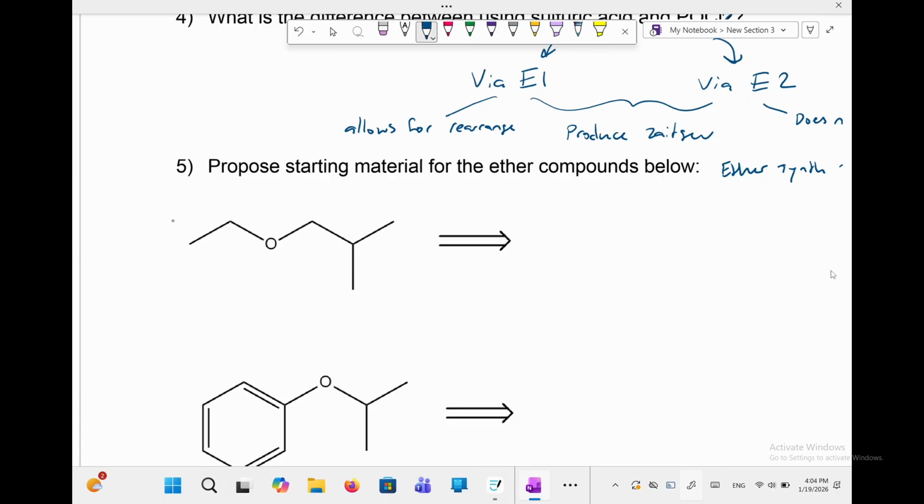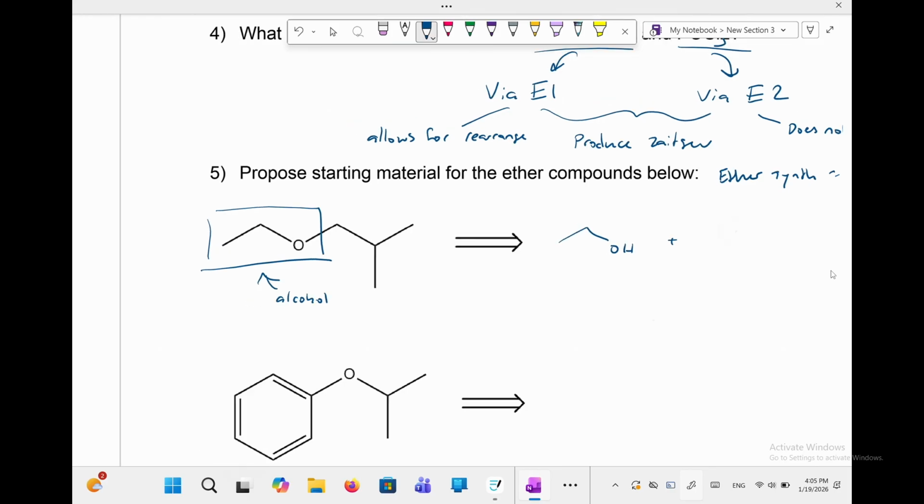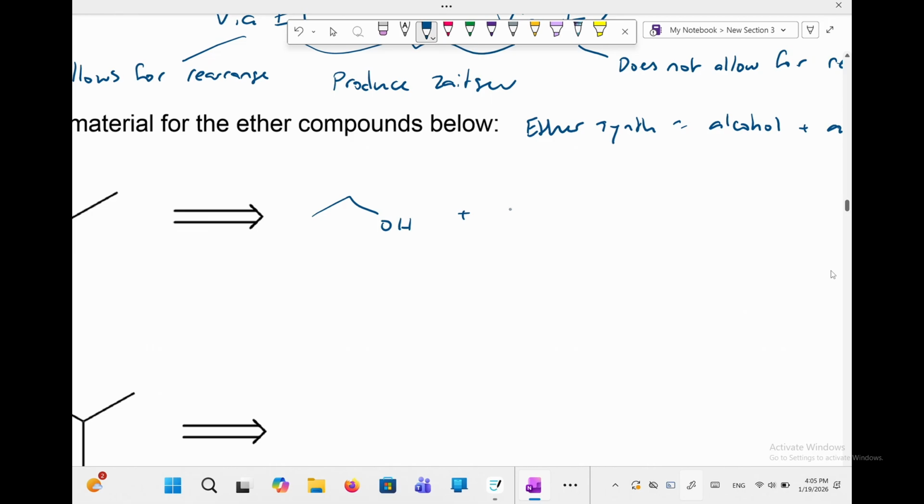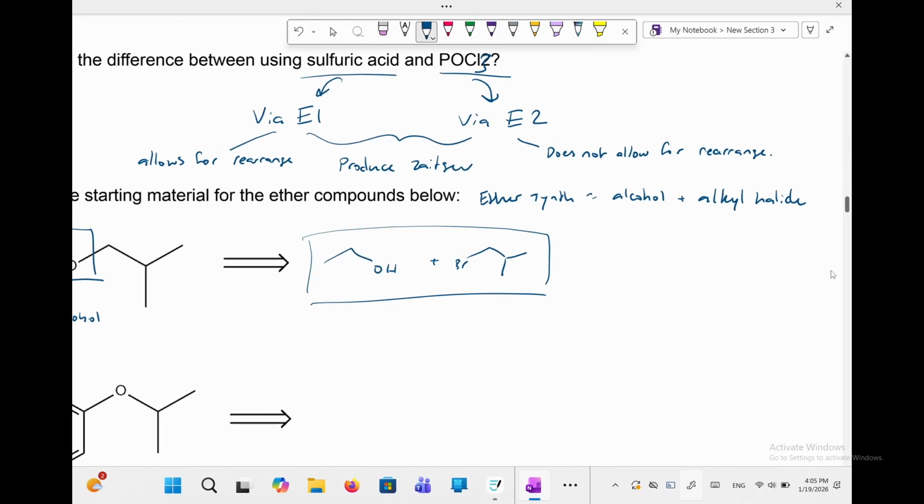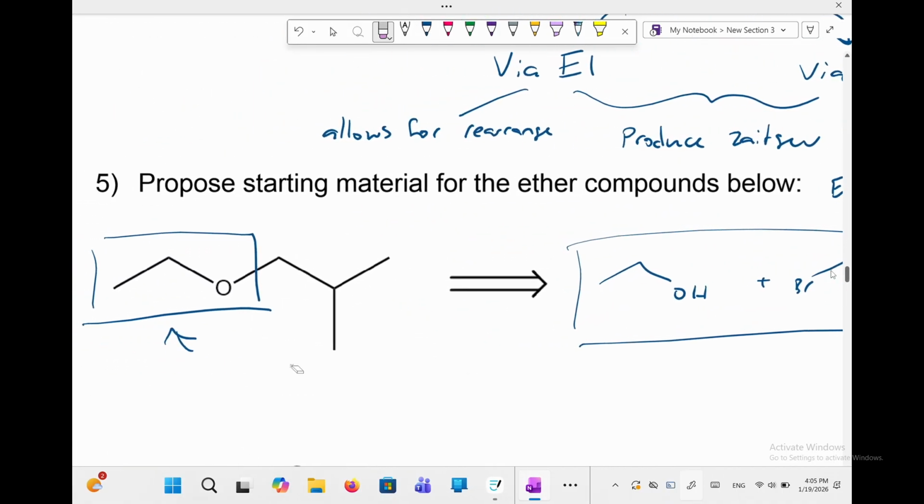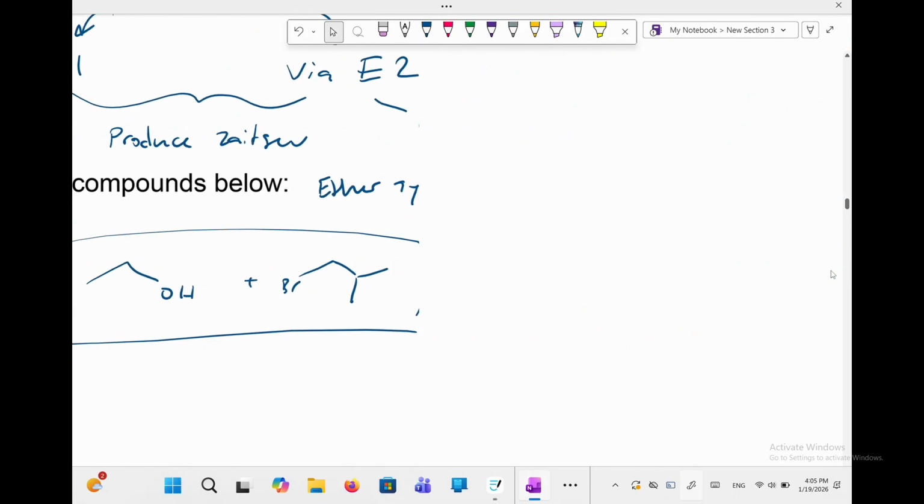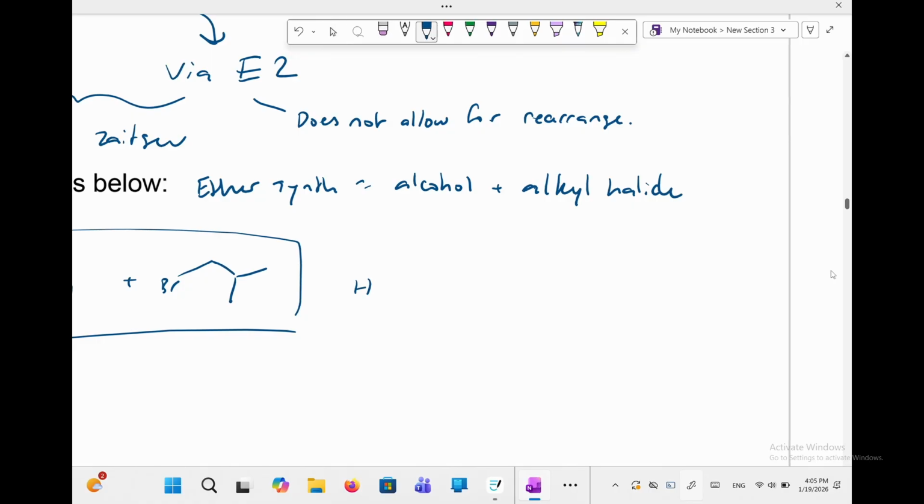So one thing that I like to do is just draw a box around the oxygen, and whatever is inside this box is going to be the alcohol. So OH, plus whatever's not in the box is going to be my alkyl halide. Maybe I'll use bromine. Okay, so that's one set. The other set, I could draw a box around the other part and have that as my alcohol, and the other one as my alkyl halide.